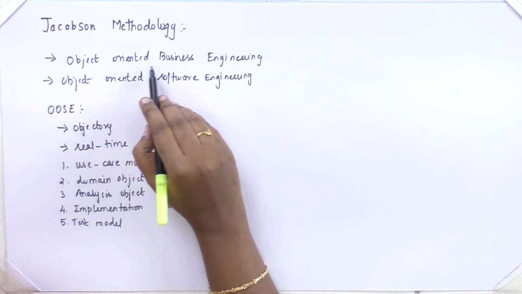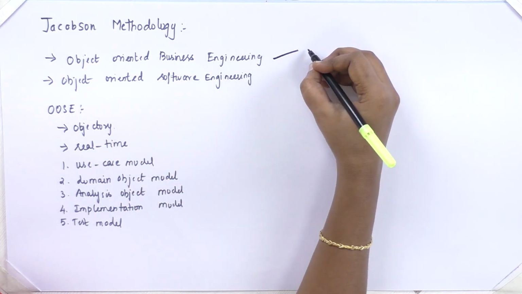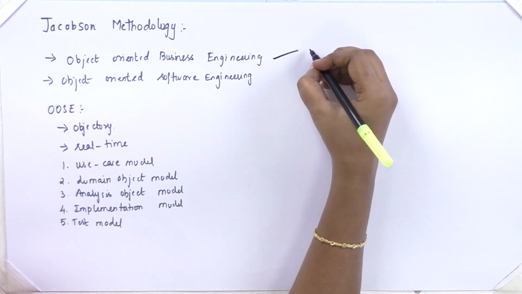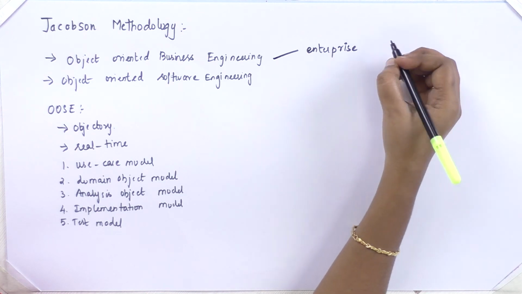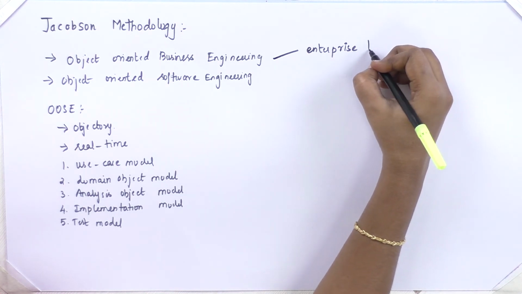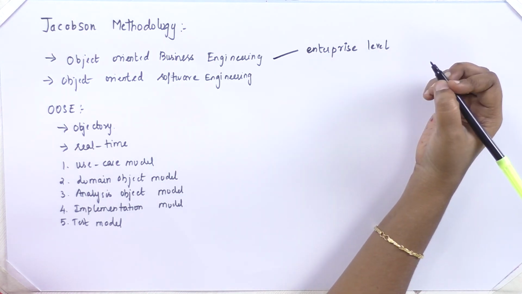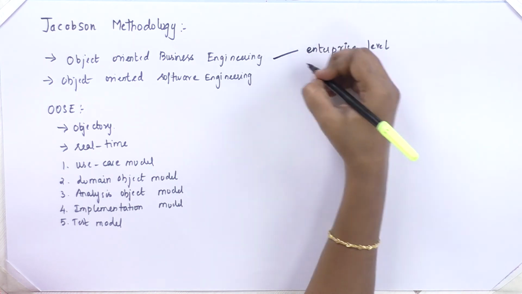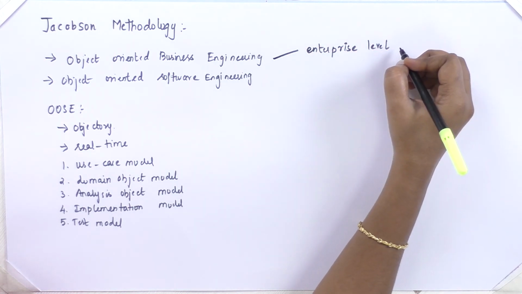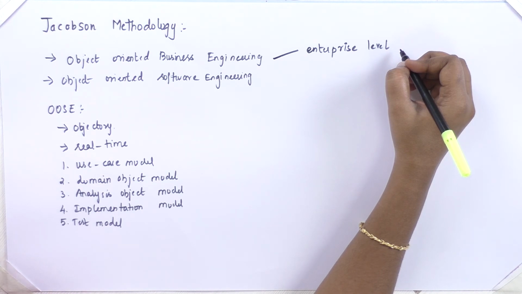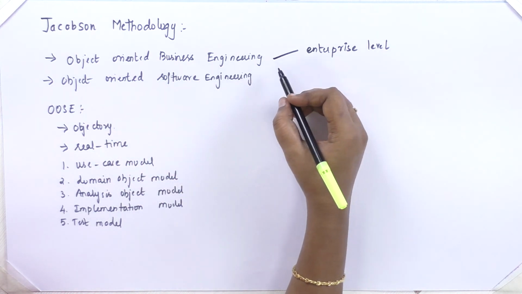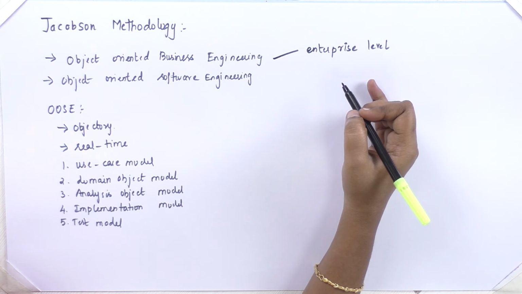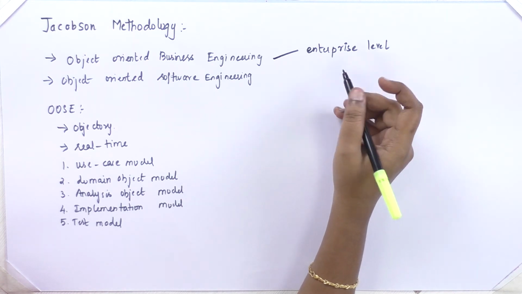Next we can see about object-oriented business engineering. This is modeling an object at enterprise level. So object-oriented business engineering is a method or technique which is used to develop the objects and systems based on the enterprise level. The marketing standard will be like business standards, and the enterprise will be using these softwares. So this is used to develop softwares which are used by the big enterprises.